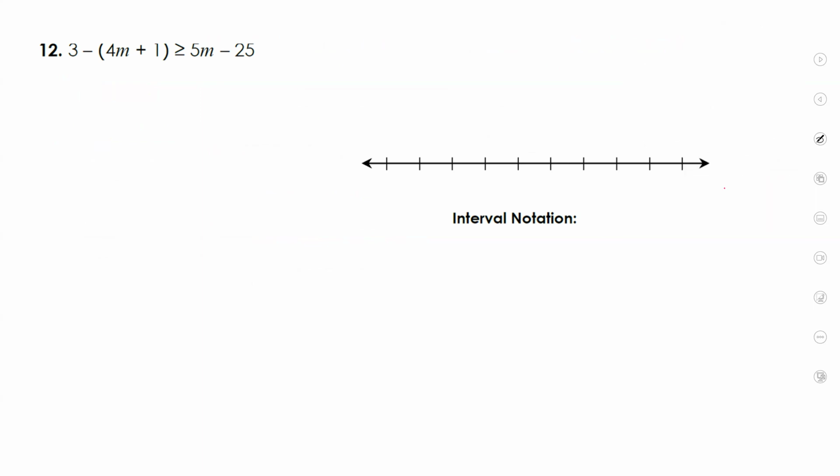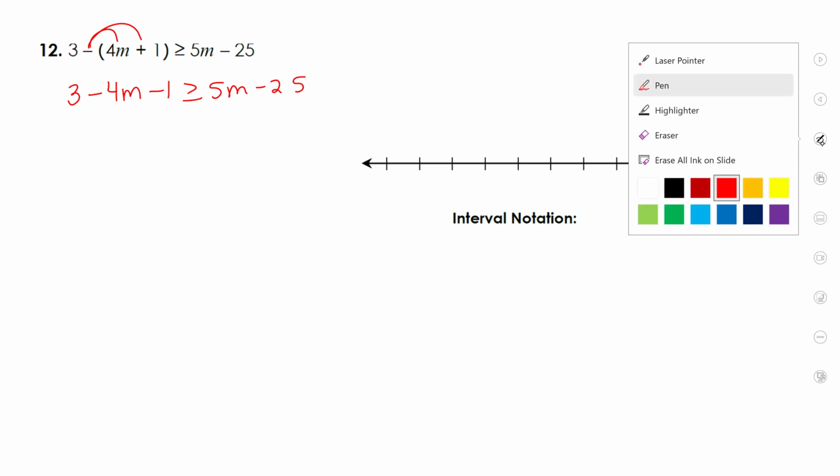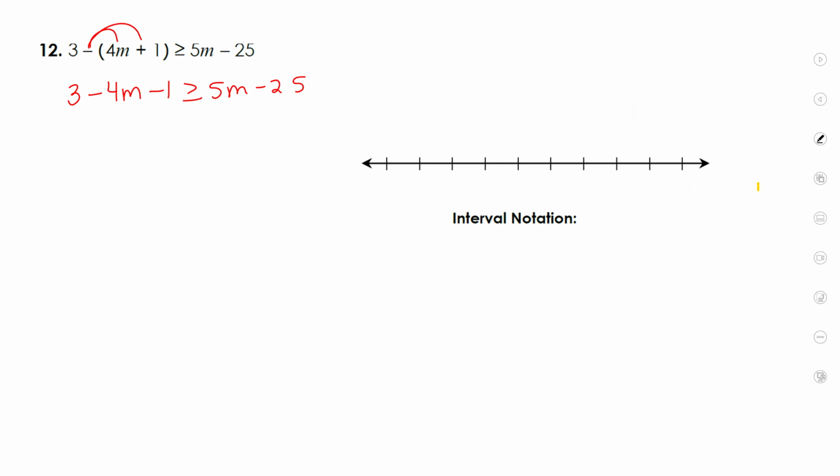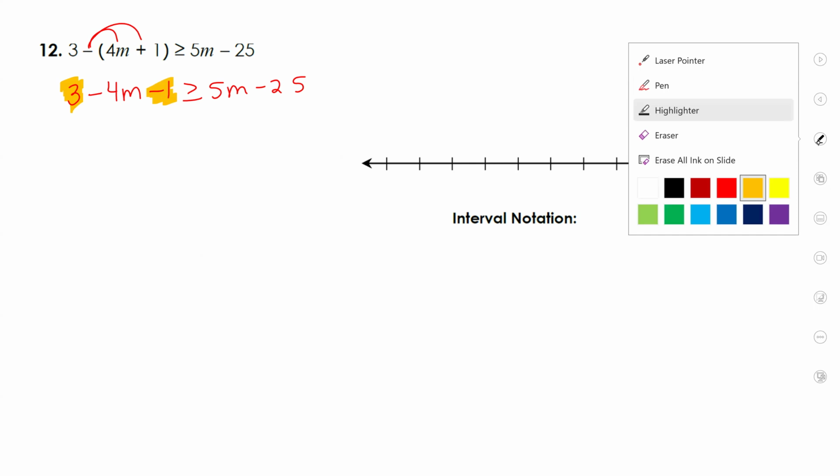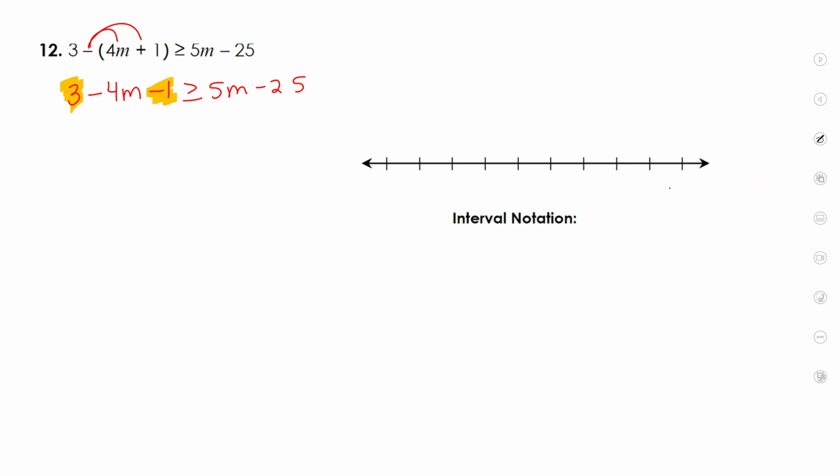Okay, so I'm going to go ahead and start solving this. I'm going to distribute the negative. So guys, go ahead and distribute that negative. Everything else comes down. Okay. Now I'm going to highlight. I'm going to combine this 3 and this -1 to get what? 2. That gives me 2. So this can be -4m and a 2.